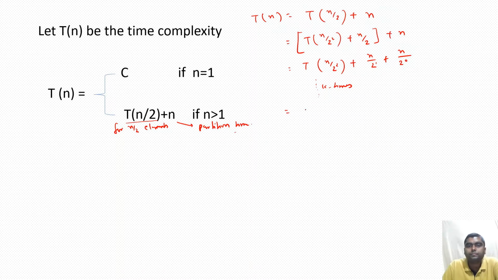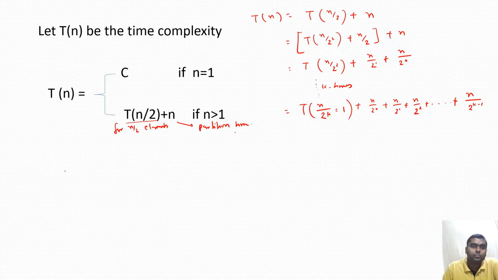then this will be n upon 2 raised to the power k, which is equal to 1, and plus, like this, n by 2 raised to the power 0 plus n by 2 raised to the power 1 plus n by 2 raised to the power 2 plus, last is what? So here 2, here 1, means here k minus 1. So n upon 2 raised to the power k minus 1.